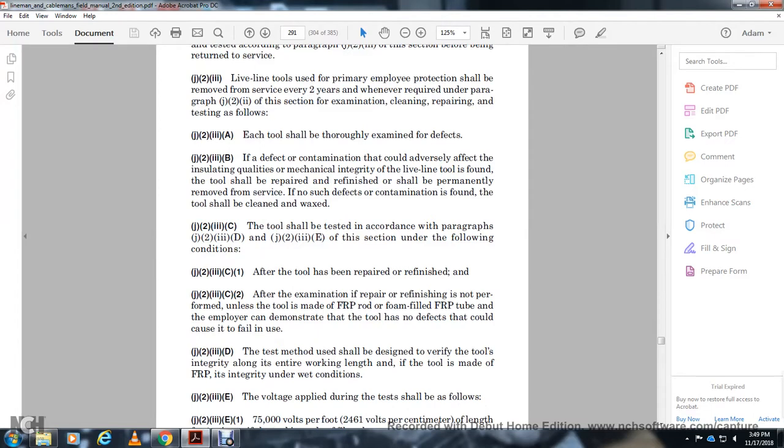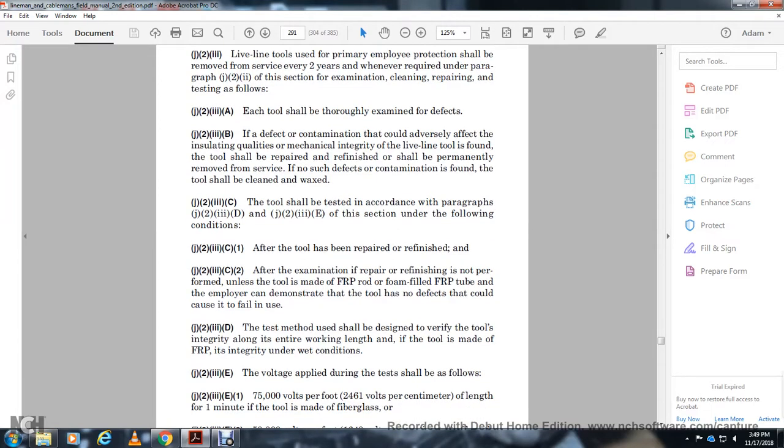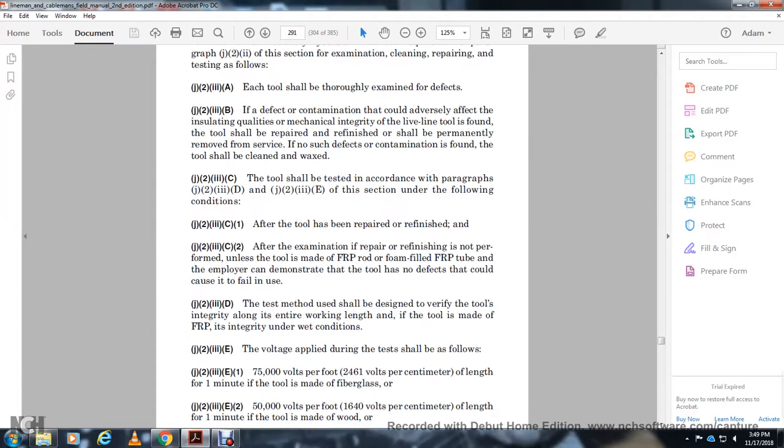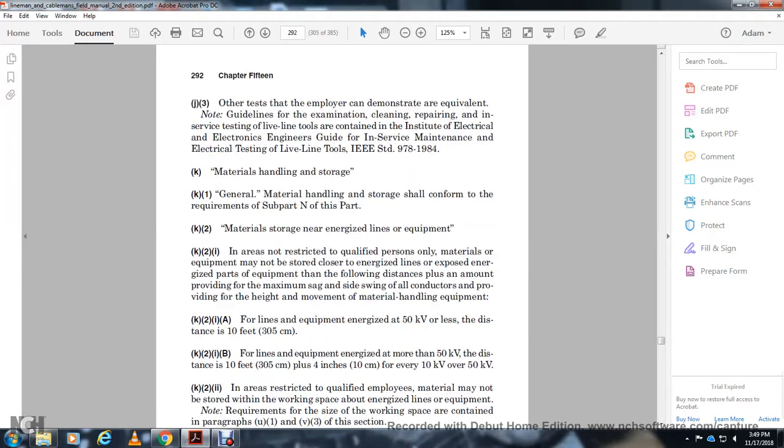The voltage applied during the test shall be as follows: 75,000 volts per foot of length for 1 minute if the tool is made of fiberglass, or 50,000 volts per foot of length for 1 minute if made of wood. Or the employer may use other tests demonstrating equivalence. Guidelines for the examination, repairing, servicing, and testing of live line tools are contained in the Institute of Electrical and Electronics Engineers guide for the in-service maintenance and electrical testing of live line tools, IEEE Standard 978-1984.